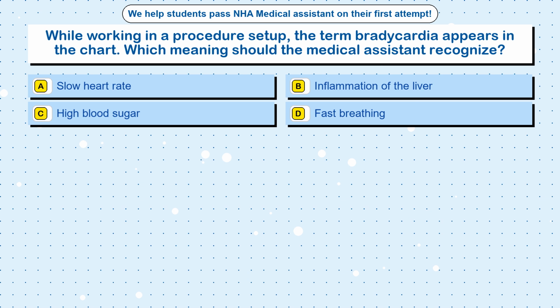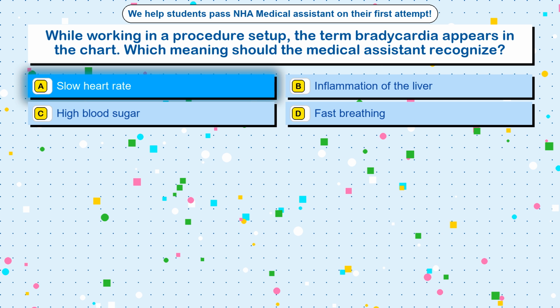Question 16. While working in a procedure setup, the term bradycardia appears in the chart. Which meaning should the medical assistant recognize? Option A. Slow heart rate. Option B. Inflammation of the liver. Option C. High blood sugar. Option D. Fast breathing. The correct answer is option A.